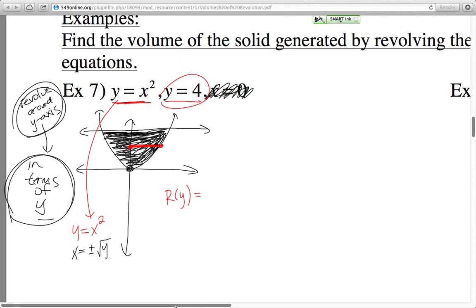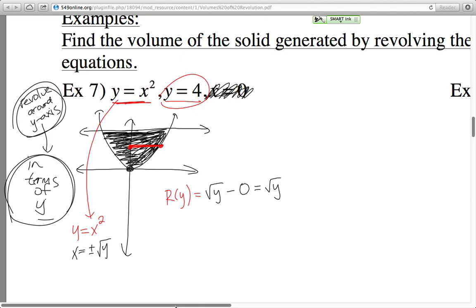Yeah. Now, here's the deal. Which piece did I decide to use? The one to the right or to the left? Right. Which one's that? The plus piece or the minus piece? Plus. So when we did it before, it was usually top minus bottom. What are we going to do now to measure the radius? So it'd be square root of y minus what? 0. Because the y-axis is x equals 0. So our radius is square root of y. Still with me? Do we have a radius? Yeah. We do.